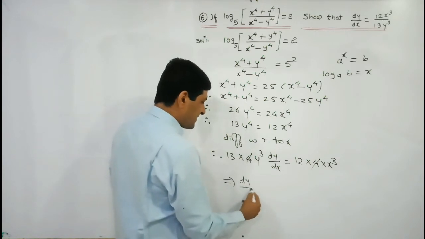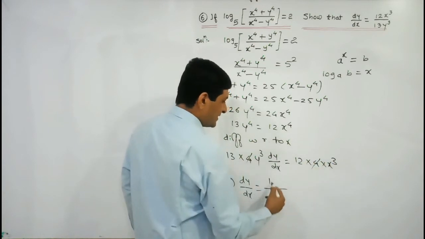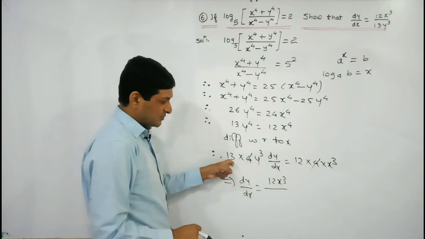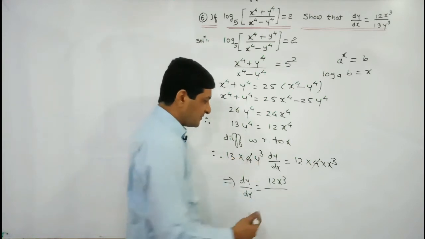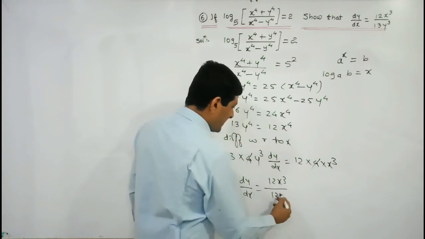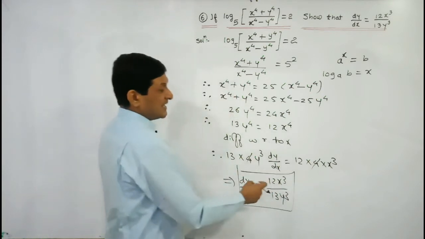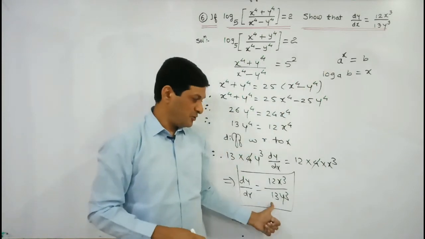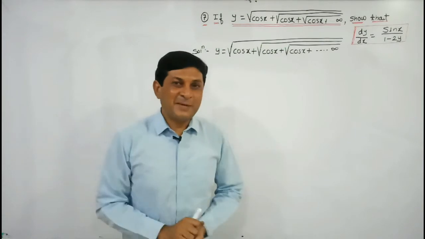This implies that dy by dx will be equal to the remaining term here, 12x cube, and the coefficient of dy by dx is 13y cube. Since 13y cube is multiplied on this side, it gets divided on the other side, which is nothing but our required derivative. dy by dx is equal to 12x cube divided by 13y cube. In this way we have got our required result. Now see example number 7.